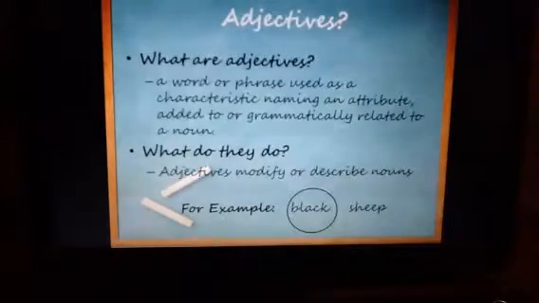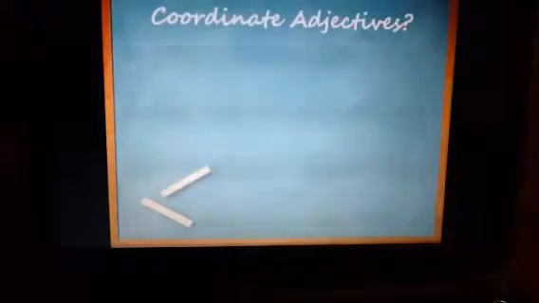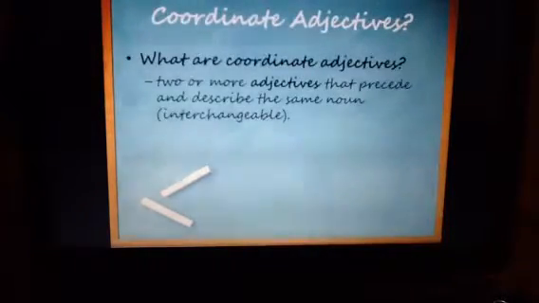This is very elementary. But as seventh graders, we're going to learn about coordinate adjectives, okay? This is a little bit harder. We have to know what an adjective is to be able to know what a coordinate adjective is. That's the beginning, okay? But coordinate adjectives are two or more adjectives that basically describe a noun. They're interchangeable, which means they can swap places, and the sentence still makes sense, and we're going to talk more about that in a minute.